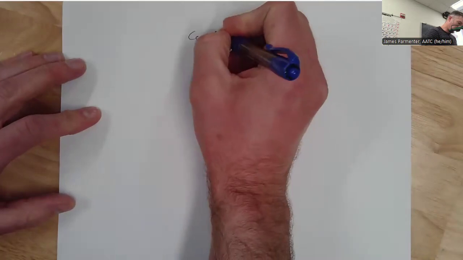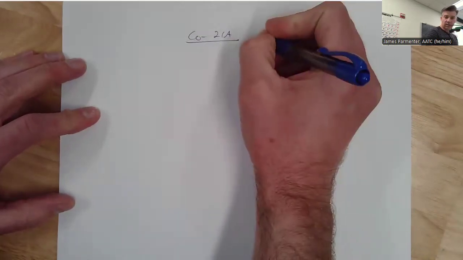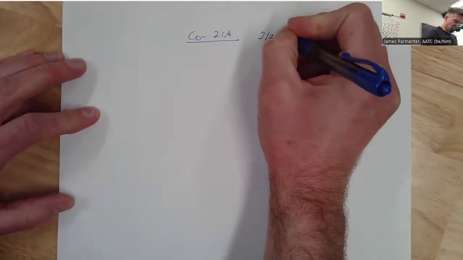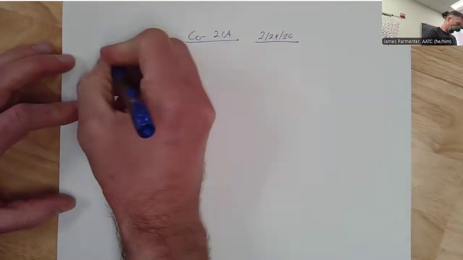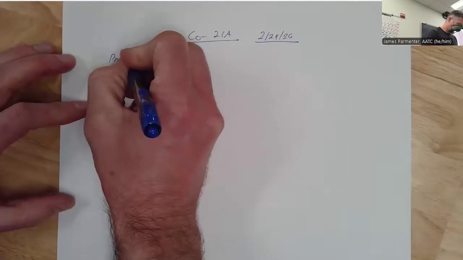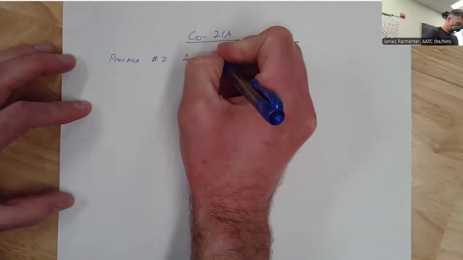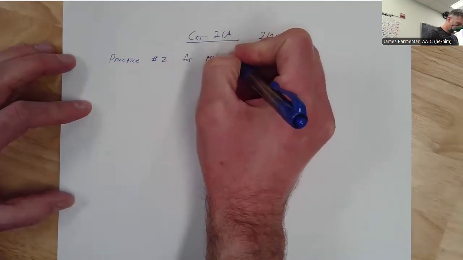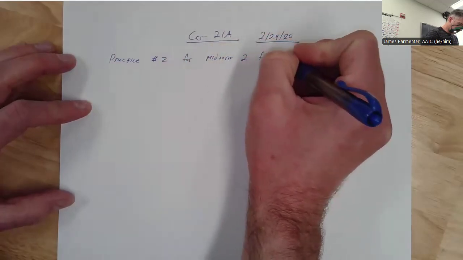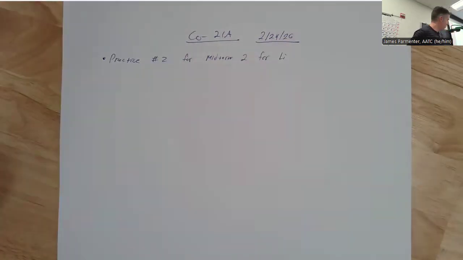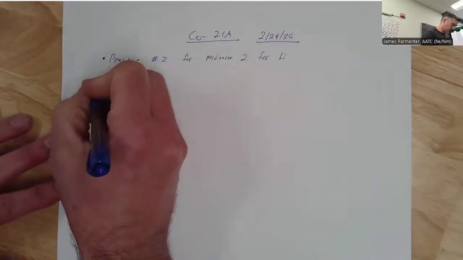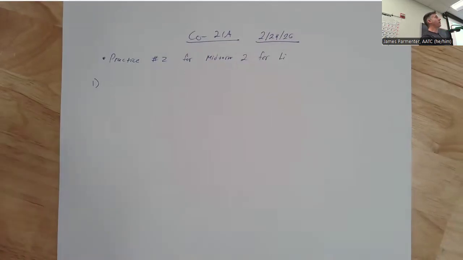Sure. So this is practice number 2, Co-21A. Today is the 24th of February. We're looking at practice number 2 for midterm 2 for Lee. And we'll start at the very beginning with problem 1. I'm not going to write down everything, so hopefully you've looked at the problem. I'll write down what's pertinent.